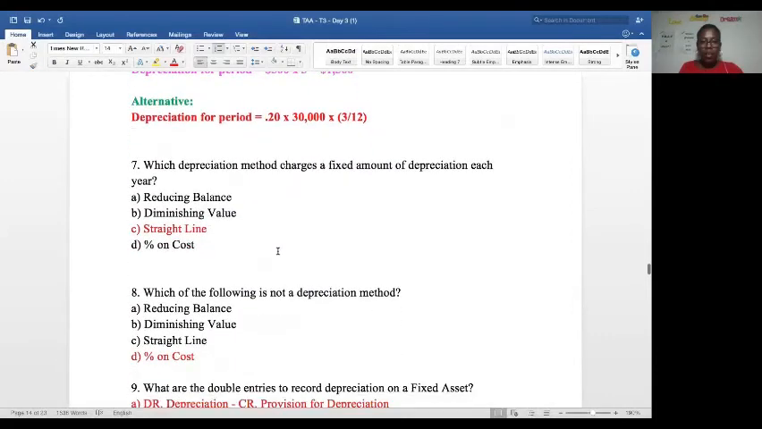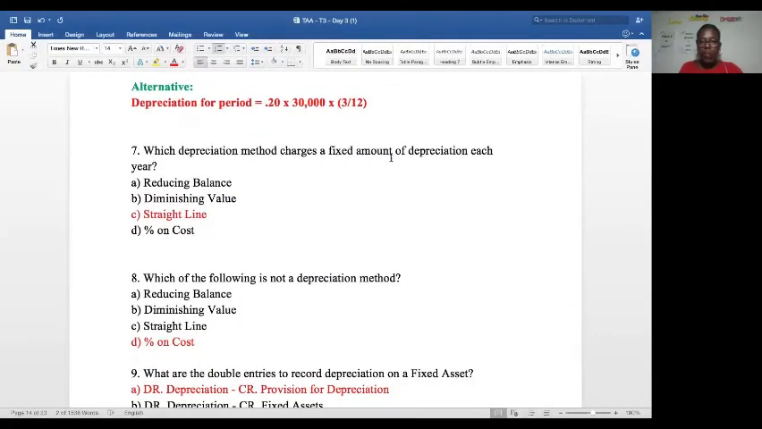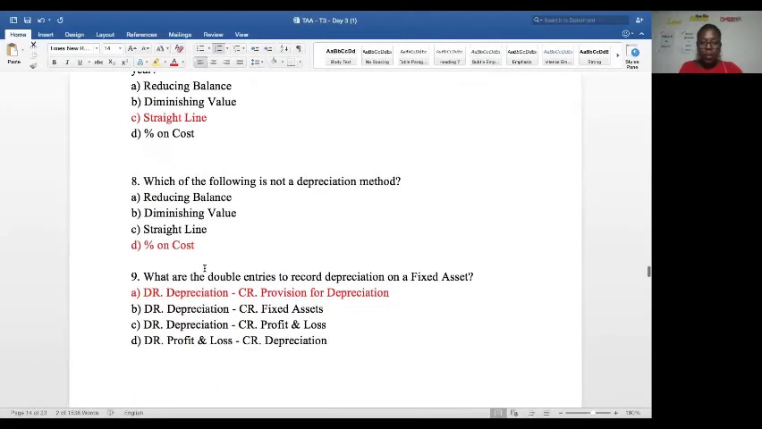Number 7, which depreciation method charges a fixed amount of depreciation each year? Reducing balance, as the name says, depreciation decreases. Diminishing value is the same thing as the reducing balance. And your answer here is straight line, because percentage on cost is the same thing as straight line. Percentage on cost is not a method, right? It is just a simplified version of the straight line method.